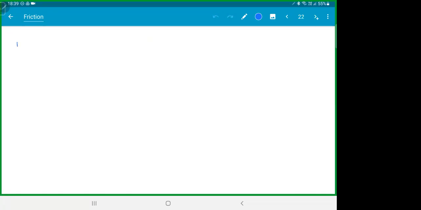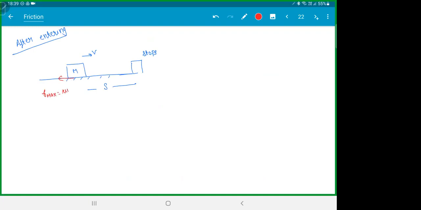Now see, after entering, what is the scenario? After completely entering, this is how the question looks. This thing will have speed v. The block will travel here and stops. Let this distance be s. Since it is slipping, friction is maximum. How much? Mu mg. It is constant now. And this is acceleration. So F max is equal to ma. You have to solve the problem in two parts, while entering and after entering. Mu mg is equal to ma. Acceleration is mu g.